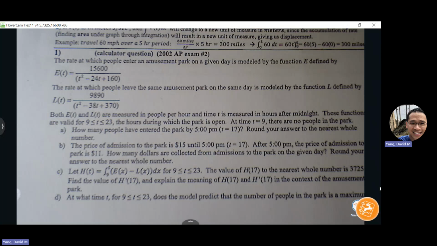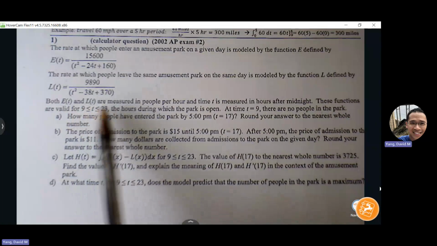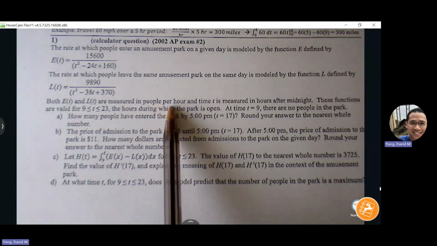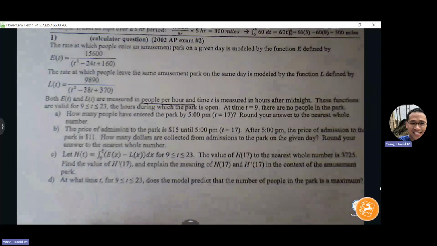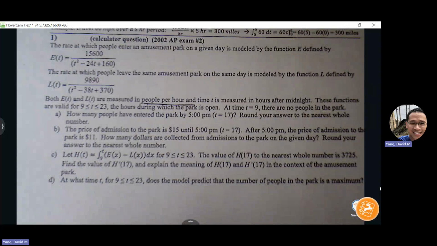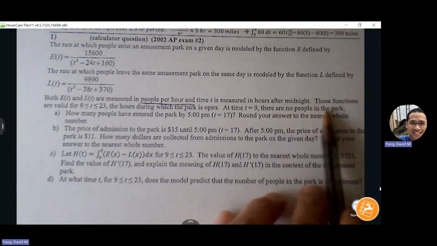I want to give you those numbers so you can visualize what could be happening over the course of the day. Both E of t and L of t are measured in people per hour. So again, this is a rate. That's what we said: 200 people per hour, or 10 people per hour, or 0 people per hour, in hours after midnight.